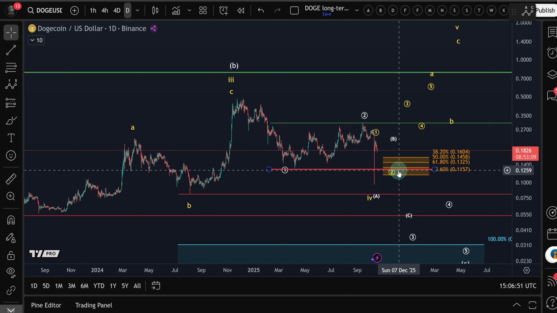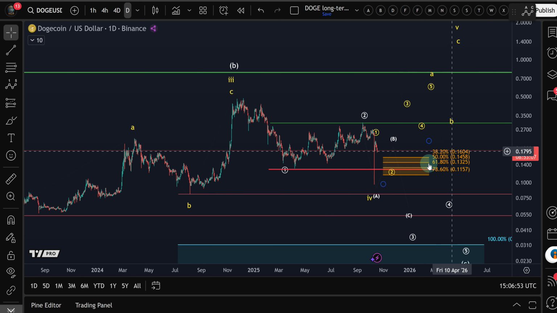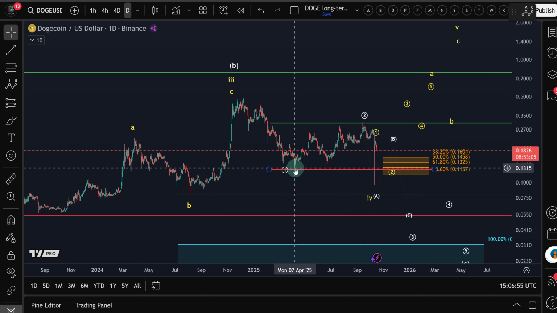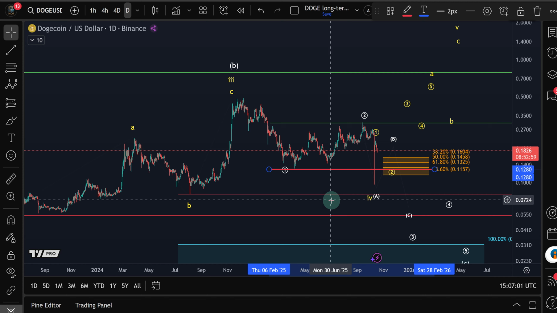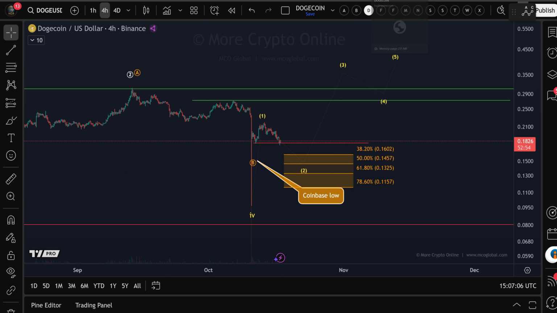We need to see if the bulls can defend this support area, and there is additional structural support likely around the previous swing lows from April, where the price bottomed at around 12.8 cents. Let's take a look at the shorter time frame for Doge. And yeah, you can see here this area between 16 cents and 11.6 cents. This is a Fibonacci support zone, and the market is coming down. So we're moving towards this zone.